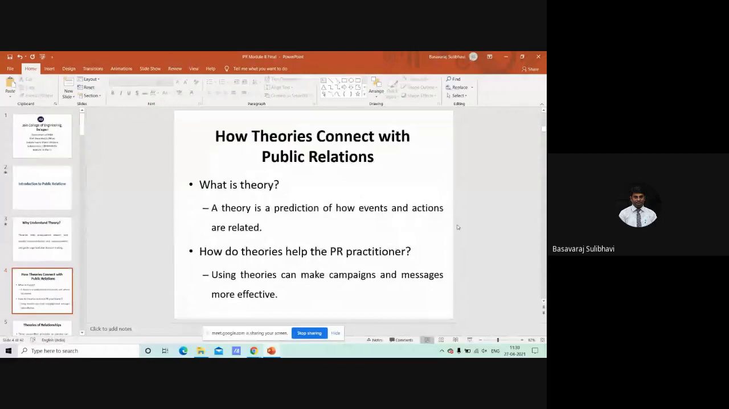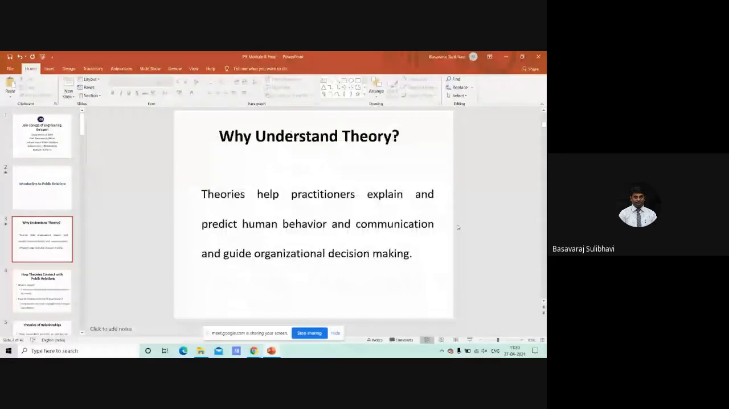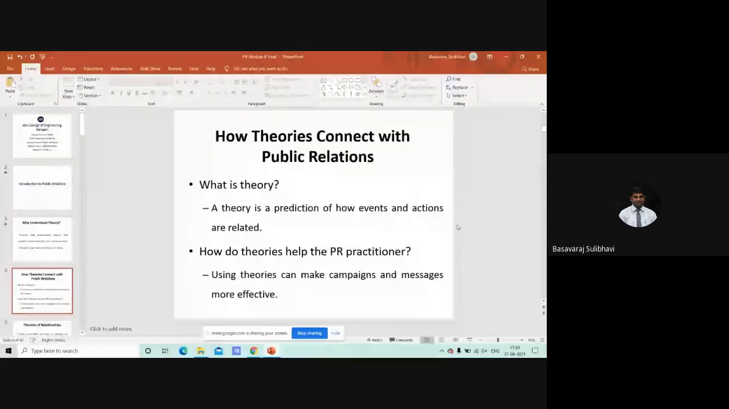So any doubts on these two, the theories and how theories can be connected to public relations? Any doubts?